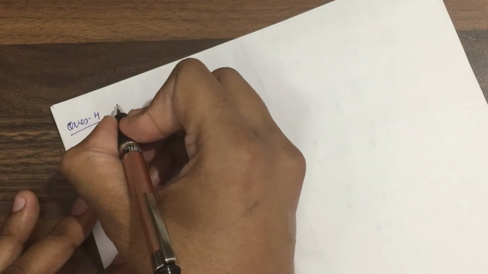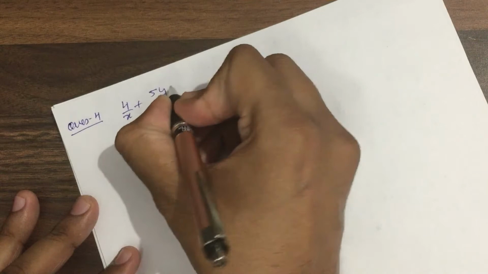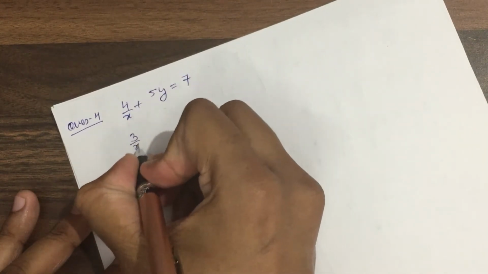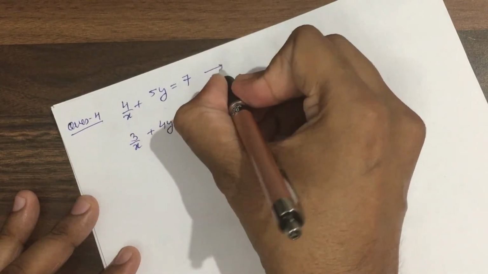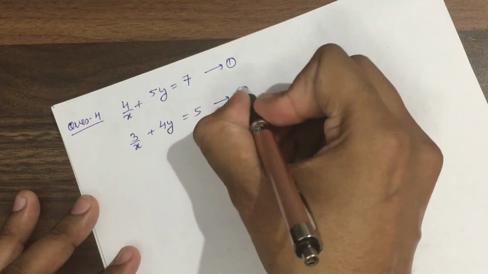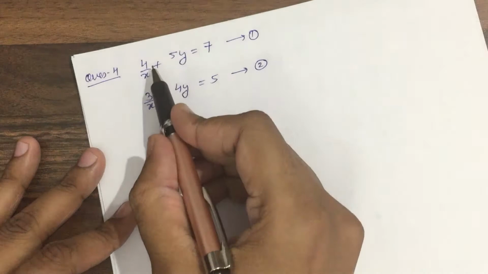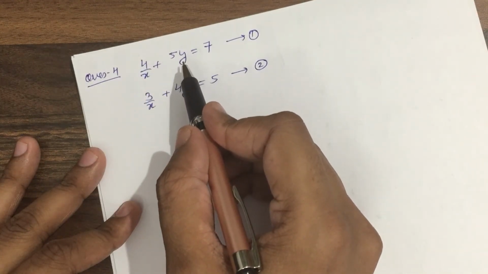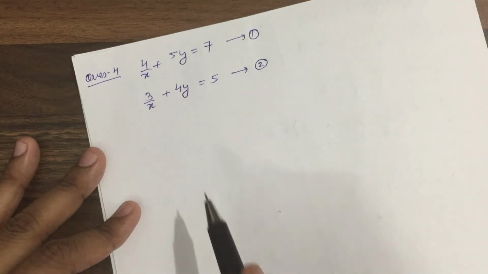Question 4. 4 upon x plus 5y equal to 7 and 3 upon x plus 4y equal to 5. Mark it as equation 1. Here also we can solve this question by two methods. How? First of all, we can consider 1 upon x is equal to a and y equal to b, like we did in the previous example, then you will get the value of a and b, and finally you will get the value of x and y.